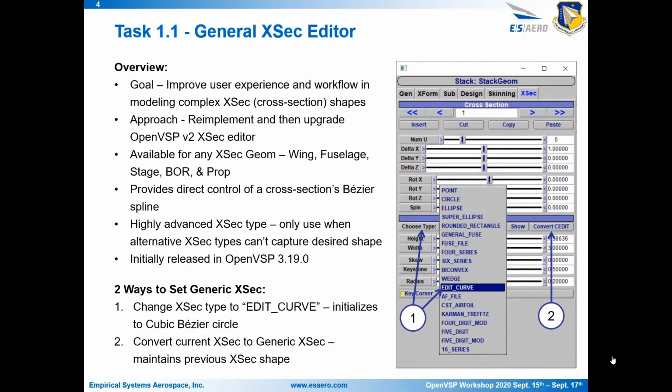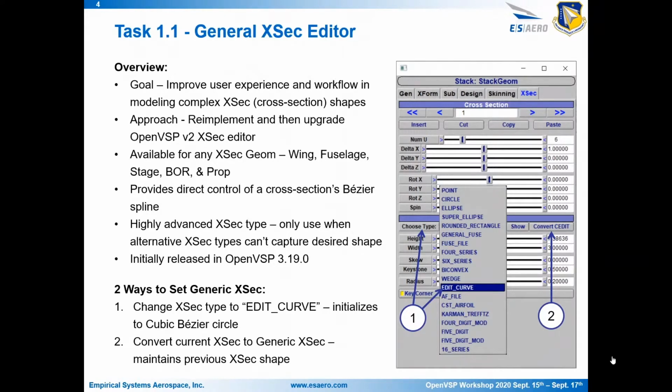Wouldn't necessarily recommend it as a starting cross-section to use. It's kind of one of those things where you want to only use it when the other cross-section types can't get you the shape that you need. Like I said, it's the most advanced, or at least one of the most advanced cross-section types that we have.